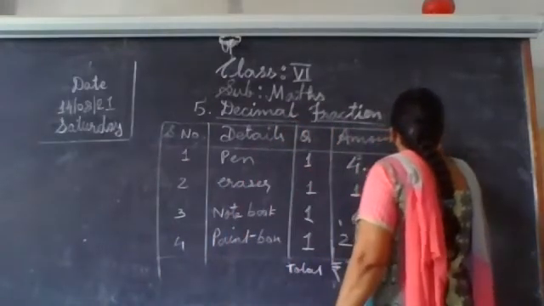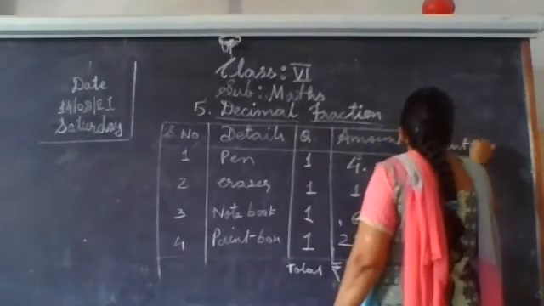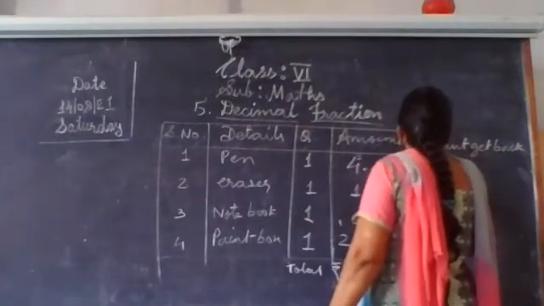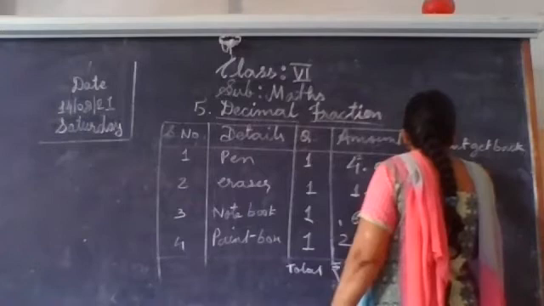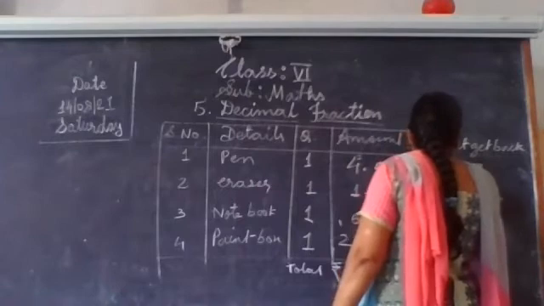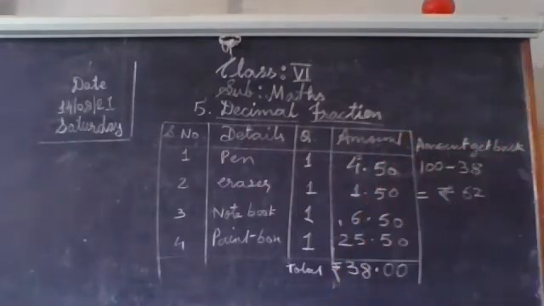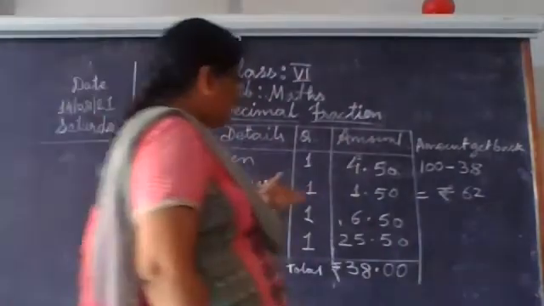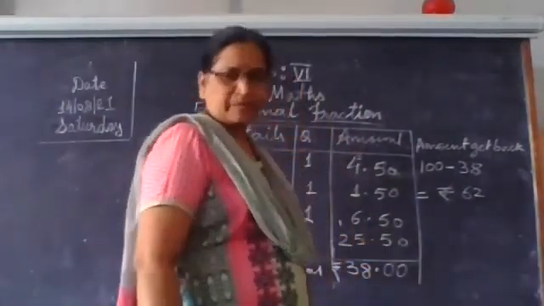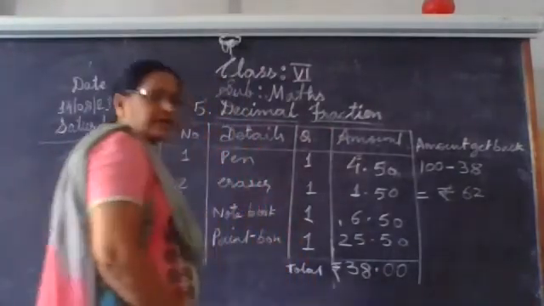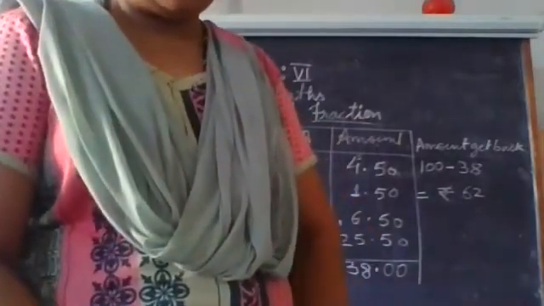So the change is equal to 100 minus 38. So how much is rupees 100 minus 38? 62. So got it, beta? In this way, you can add and subtract decimal numbers. See, these are the decimal numbers. So got it, beta? Now let's see the decimal place value chart.